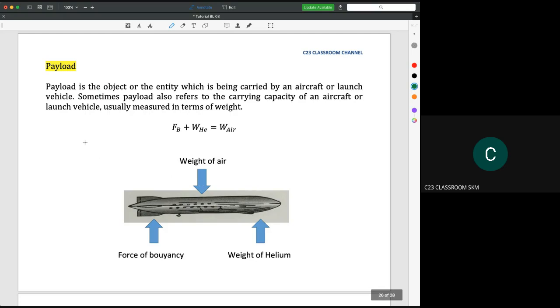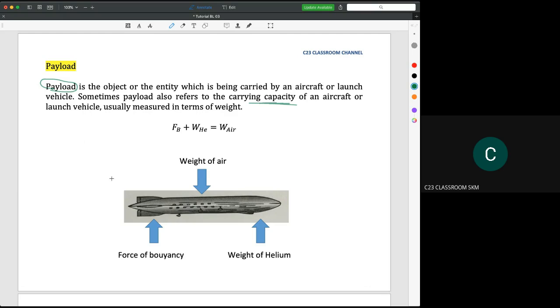Then we need to calculate the payload. Payload is the object or the entity which is being carried by an aircraft or launch vehicle. Sometimes payload also refers to the carrying capacity of an aircraft or launch vehicle, usually measured in terms of weight. In simple words, payload is the extra load that we could carry on our vehicle after deducting all the other parameters.